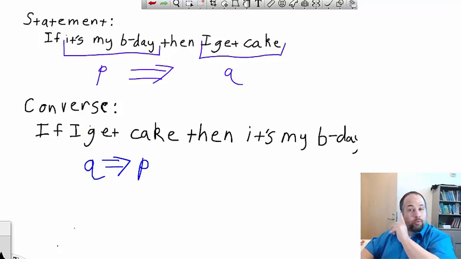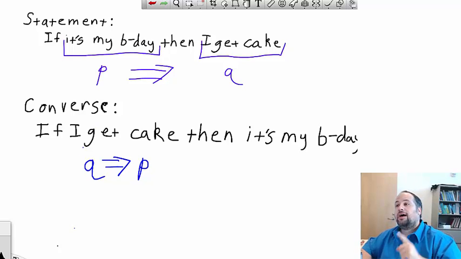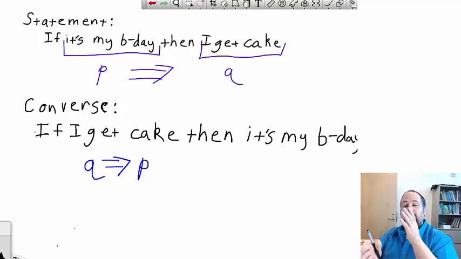Now, important thing about the converse. The converse is not necessarily true just because the statement is true. If I ask you, given a statement, what is the converse, you're basically flipping the direction. Instead of P implies Q, Q implies P. Now, it's possible that this is true, but not necessarily true. That's an important distinction. So we have the statement, we have the converse.